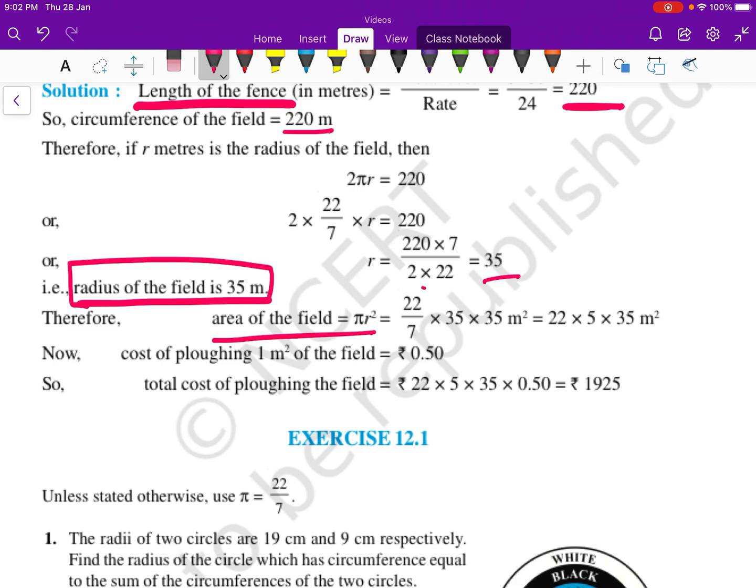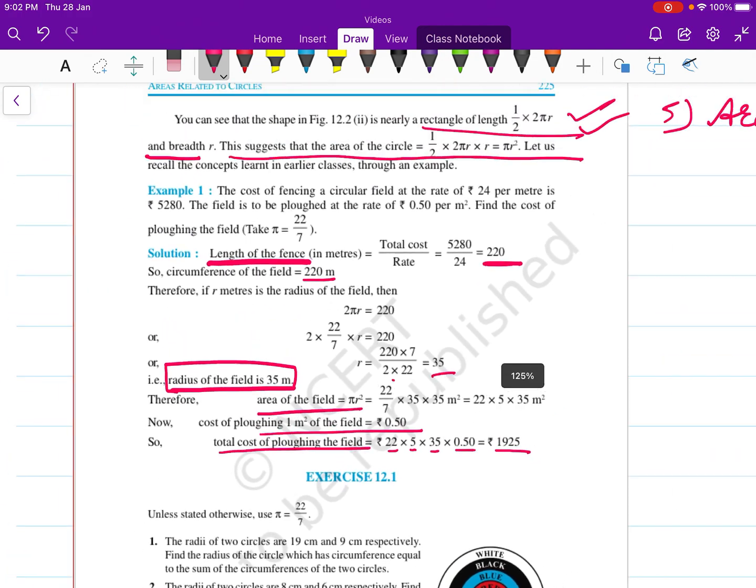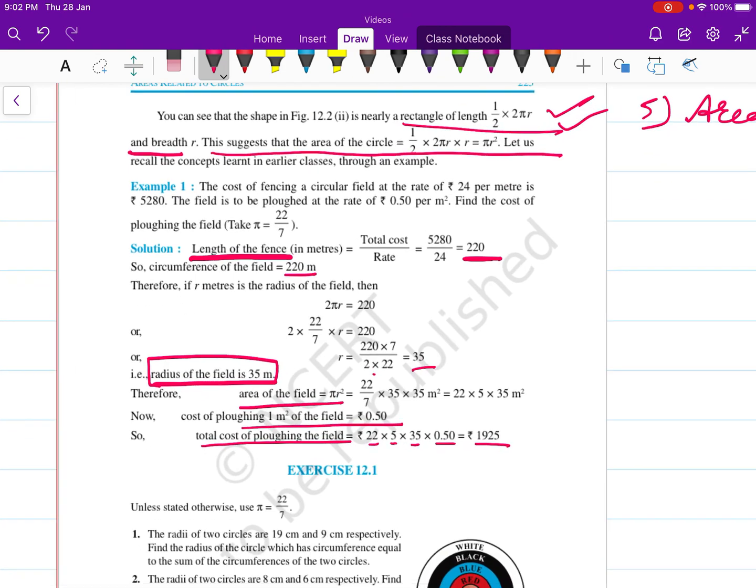The cost of ploughing 1 meter square of the field is 0.50. Therefore, total cost of ploughing the field is 22 into 5 into 35 into 0.50, which is equal to 1925. This is how we generally use the formula and solve such sums. Now let us do exercise 12.1.